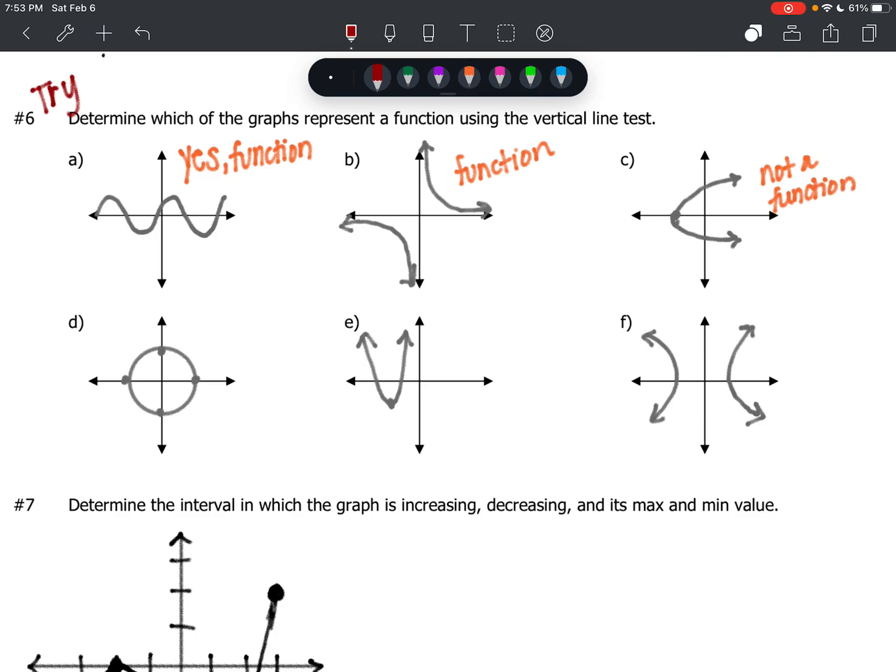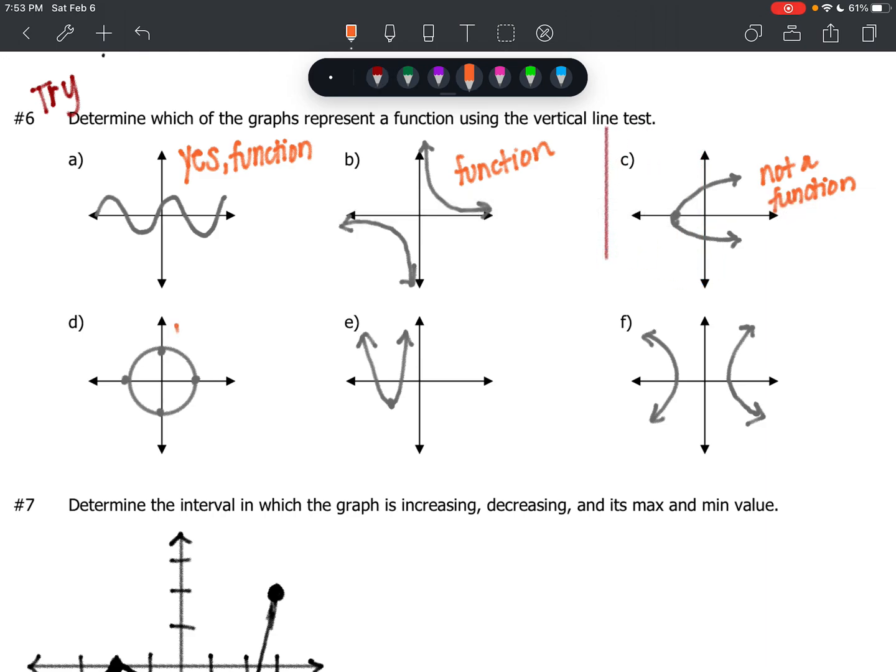So when we take that vertical line and we pass it through the graph, it passes right there, but then it's going to fail immediately. And if it fails anywhere, then it's not a function. This actually fails in many different places. So just not a function.